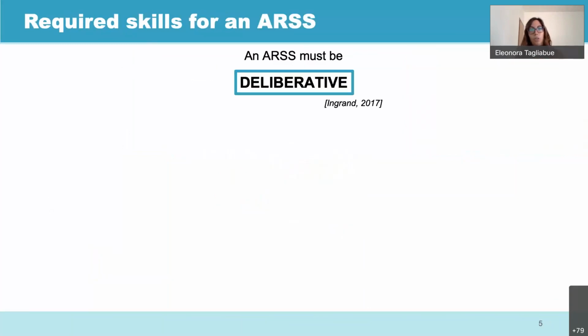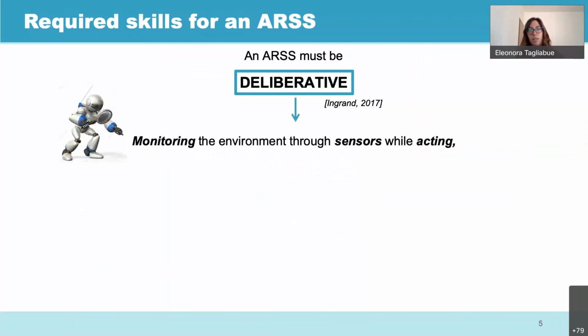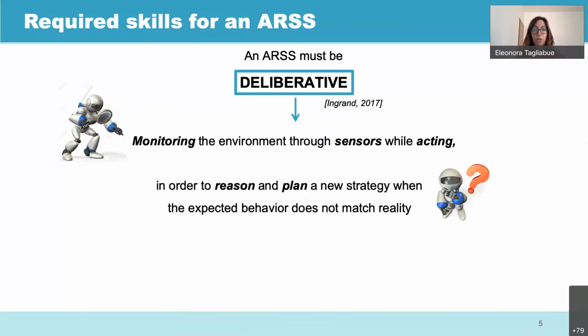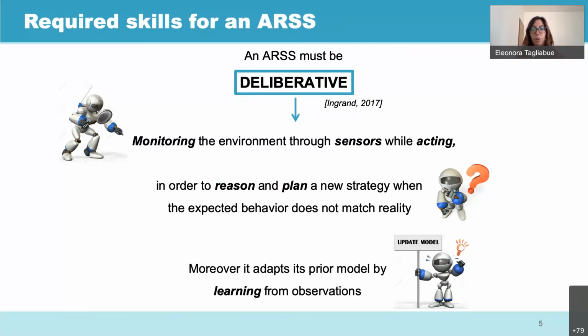So in order to cope with such a complex environment, the autonomous robotic surgical system must have deliberative capabilities. This means that the autonomous system has to continuously monitor the environment with sensors during the task execution. And it must be able to reason and plan a new strategy in case the expected behavior from a model that the system has of the environment does not match the reality. And furthermore, the system has to learn from what it observes and adapt its prior model.